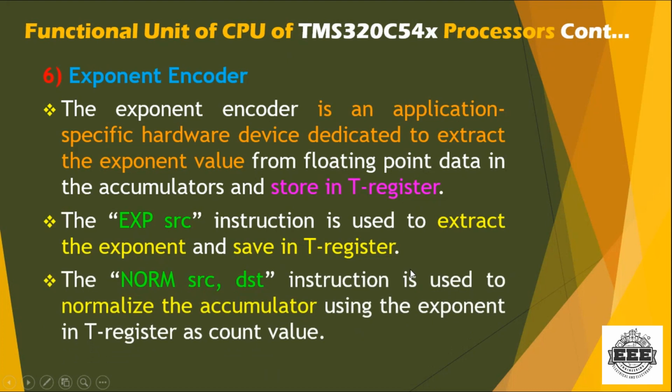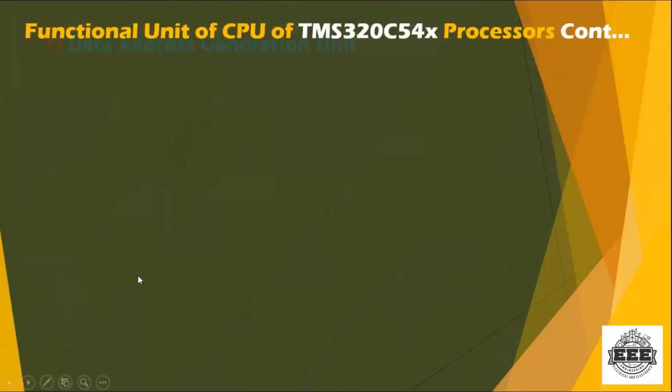The next is another instruction which is shown here, that is NORM SRC, DST. For this instruction, this exponent encoder is going to be used to normalize the accumulator, using the exponent in the T register as a count value. So like this, these are the instructions which are going to be used with this encoder.